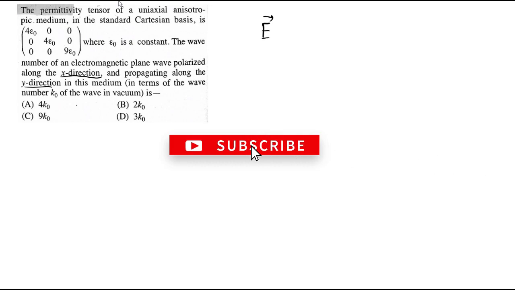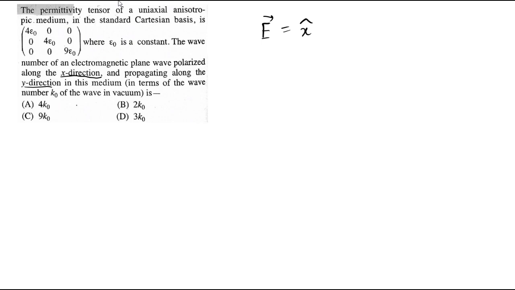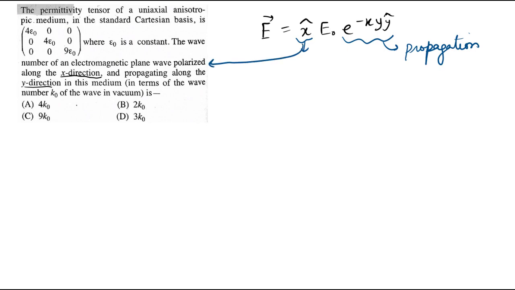We can write that E is equal to x cap E naught e power minus k y cap, right? It is propagating along the y direction. So this is the propagation and this is the polarization. So it is polarized along the x direction. Okay, let me erase this so that it is easy for us to follow.